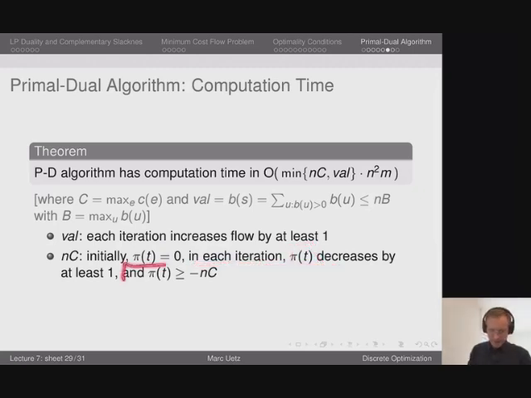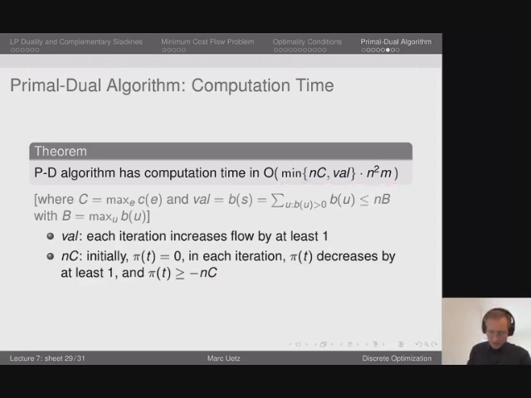And this is actually left as an exercise for you, there is a global lower bound on the potential that the terminal node could have, and that is minus n times c. And if it decreases in each iteration by at least 1, and there is this global lower bound on it, then after that many iterations, we must be done as well. And therefore, we get this computation time.